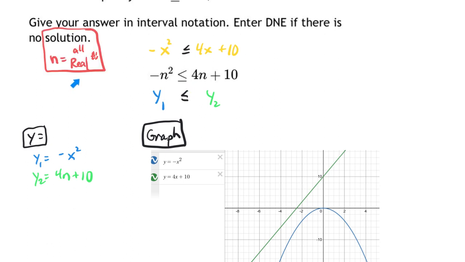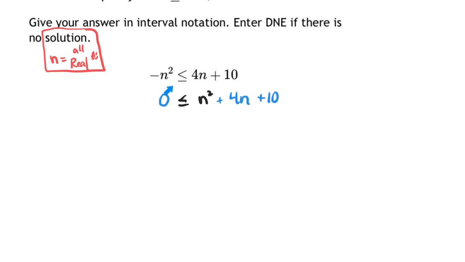Let's look at this another way, which might make more sense for you. What if we collected all of our terms on one side with 0 on the other side and then just used one function? If this expression was equal to y1, then graph y1 equals that and see when it is bigger than or equal to 0. And this will be even more obvious what the answer is.